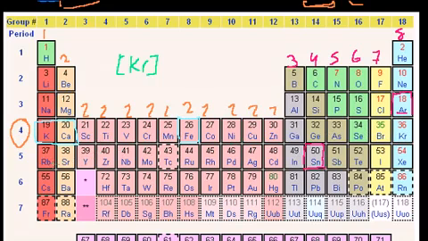Same thing as krypton, and then it has 5s2. Then it goes back and backfills the d block, and there's 10 there, so 4d10. And then it starts filling up the p block in the 5th shell again, so 5p2. So how many valence electrons does it have? Where valence electrons are electrons in the outermost shell. Well, what's the outermost shell? It's the 5th shell. So it's these and these.